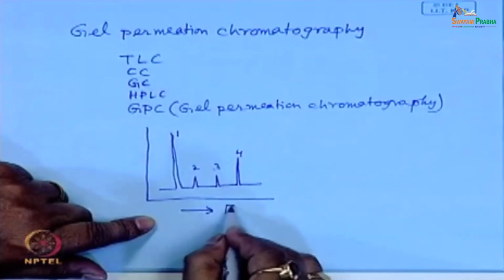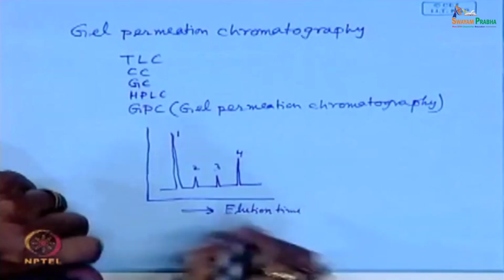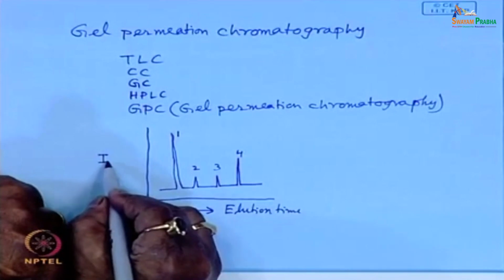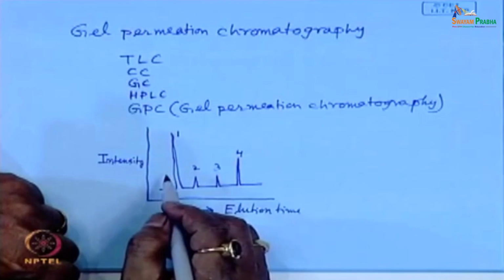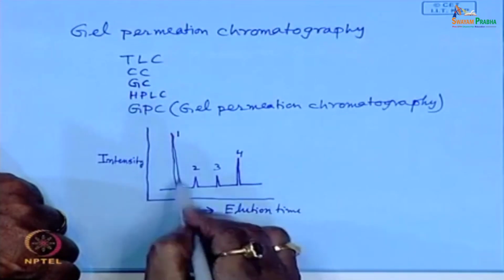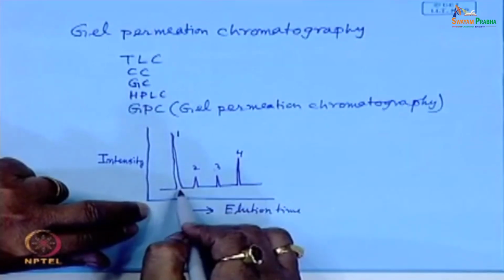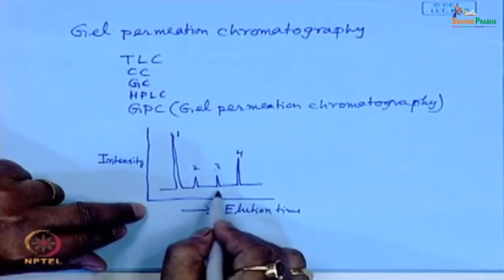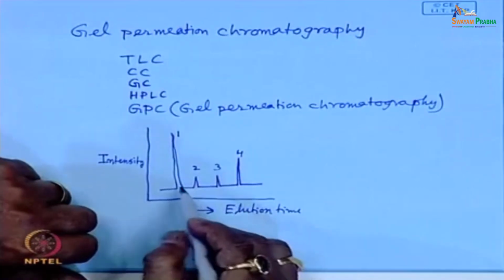This is the elution time, and this is the intensity of the detector. So, component 1 gives a peak like this. This is proportional to the concentration, and this is the elution time of component 1, elution time of component 2, elution time of component 3, component 4, like this. So, this way it shows that it is separated.